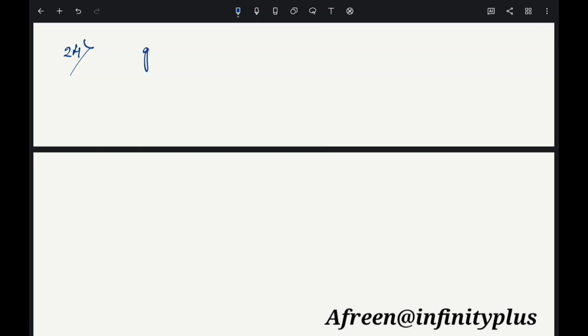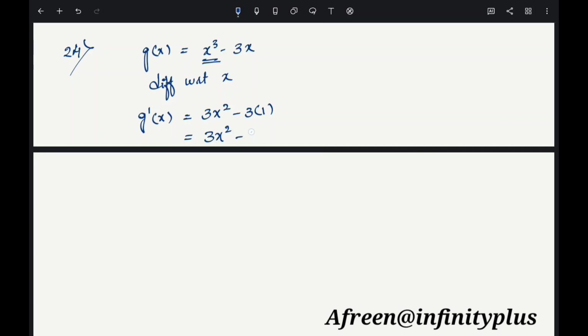Write down the function they have given as it is. g of x is equal to x cube minus 3x. Now differentiate with respect to x. So you will get, what is the differentiation of g of x? It is g dash of x, which is equal to differentiation of x cube is 3x square minus differentiation of 3 into x is 3. So you will get 3x square minus 3.